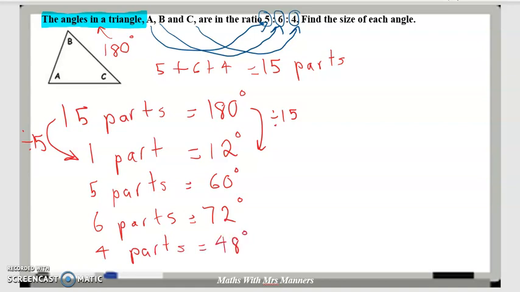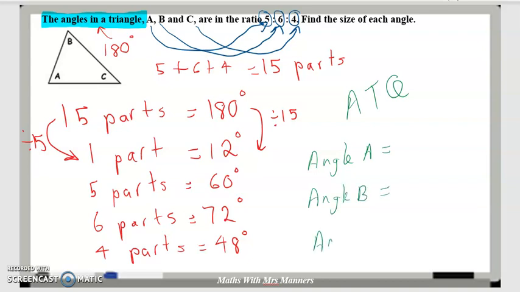So just to make sure, sometimes you'll see me write things like ATQ, which means answer the question. So don't forget to actually answer what the question asks. I'd be writing down angle A, angle B, and angle C, and making it clear that I know that angle A is 60 degrees, angle B is 72 degrees, and angle C is 48 degrees.